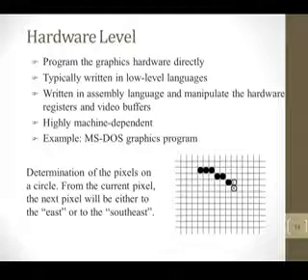If, for example, we want to draw a circle using an MS-DOS graphics program, we can determine the pixels of the circle. From a current pixel, we can determine the next pixel, which can be either east or southeast. Between the two pixels, the one closer to the curve is selected.